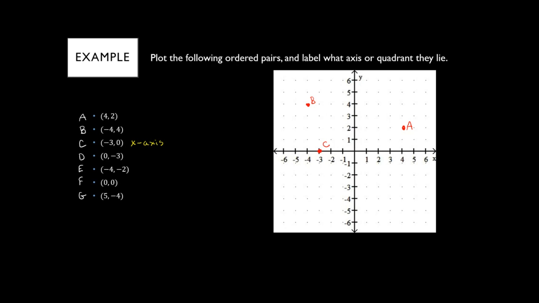D, we're at 0, -3. So you start at the center. The first number means 0, meaning you don't go left or right. And so then we go down to -3. And so that puts me right here. That is D. And that is on the y-axis. This is actually on one of the lines.